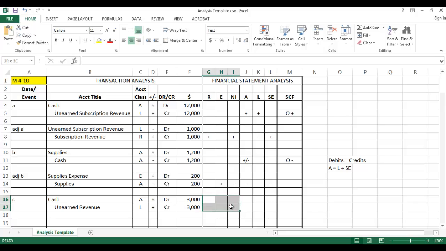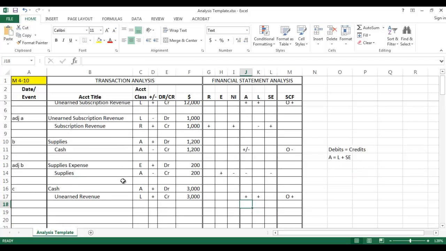No income statement effect here. I'm only changing assets and liabilities. On the balance sheet, my assets have increased, as have my liabilities. And on the statement of cash flows, we consider that an operating activity.